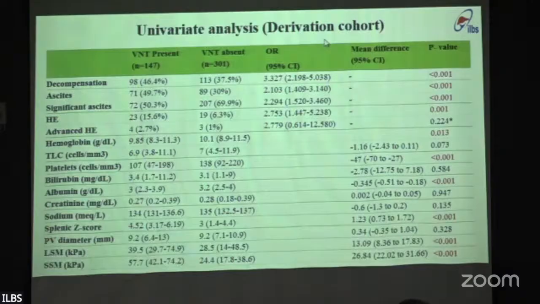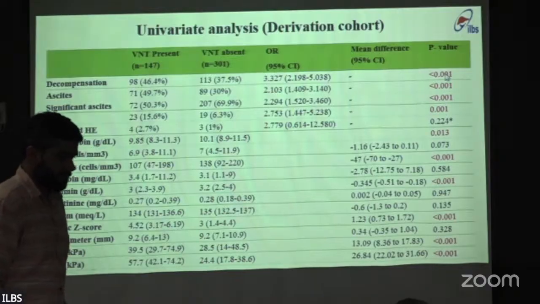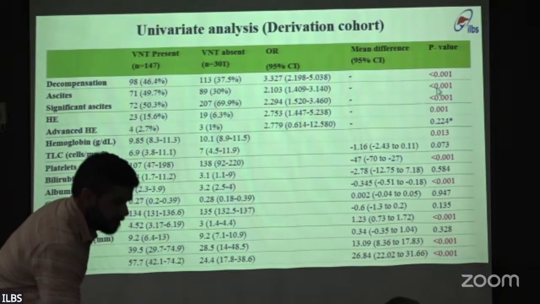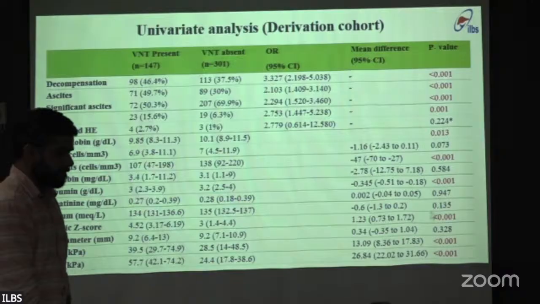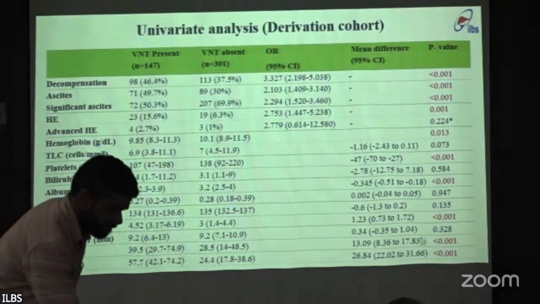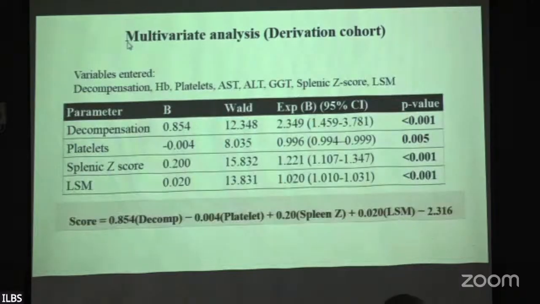So the univariate analysis of the derivation cohort shows these parameters as significant. That includes clinical parameters such as decompensation, ascites, hepatic encephalopathy, low platelet counts, high splenic Z score, and LSM as well as SSM. So we did a multivariate analysis further, and the 4 parameters that were in the equation.